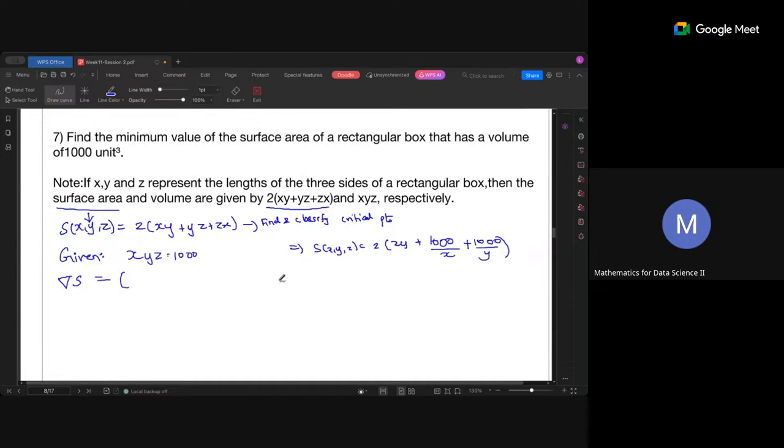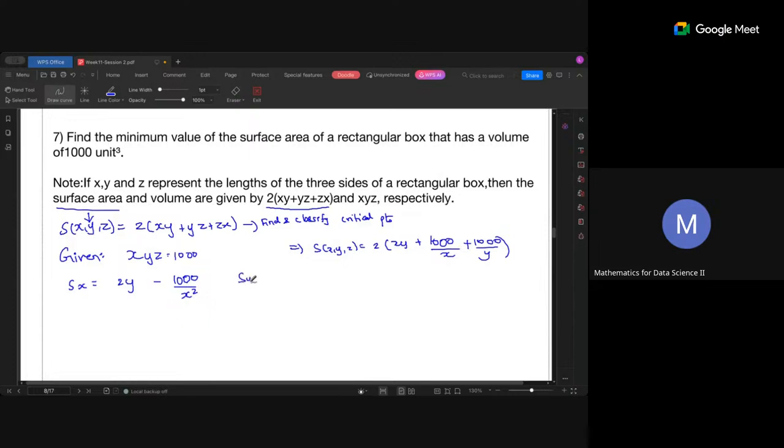Okay. So now let us find del S from this. What is your Sx? Minus 1000 by x square. So first you have 2 times y, and then you have minus 1000 by x square. So you will have a 2 here that will get cancelled with this 2.